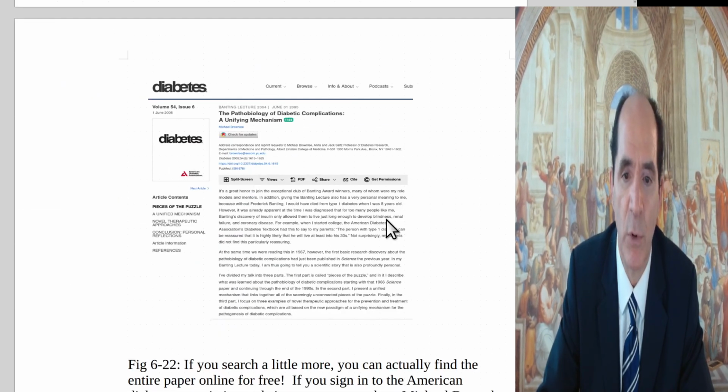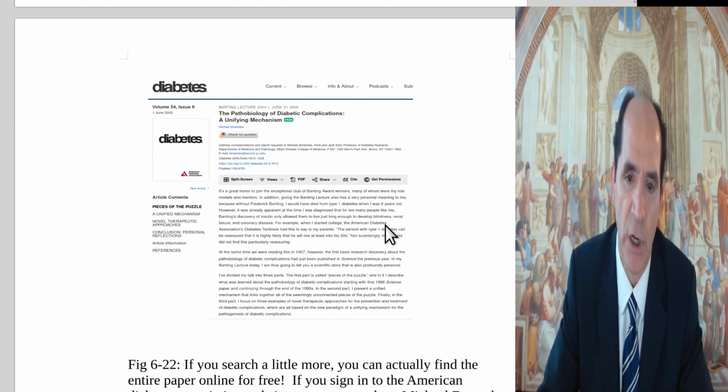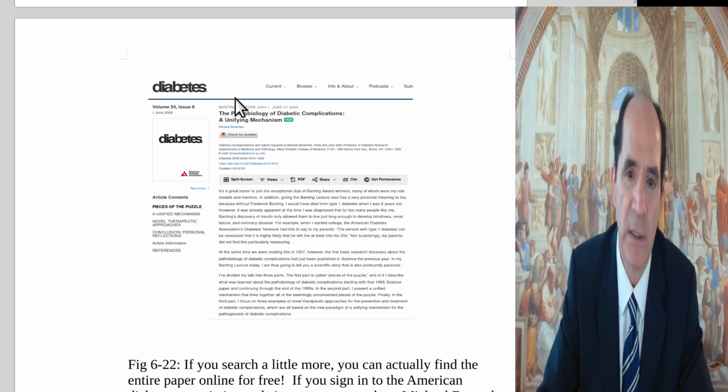So here it is, a little more of a so-called abstract. It's not a regular abstract. It's more like an introduction to the lecture. It's the Banting Lecture of 2004 because Michael Brownlee won that award as the best diabetes researcher in the world, okay? Trust me, if you're interested in diabetes, understanding the complications, it's a magnificent paper.